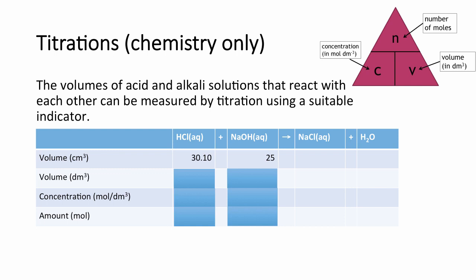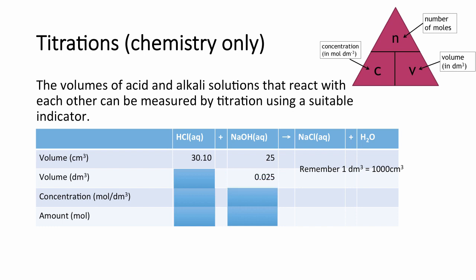You need to be able to calculate volumes or concentrations or the amount of an acid or an alkali in a titration. For example, in a titration where 25 centimetres cubed of sodium hydroxide was titrated against HCl, we can put the equation into this table. As you're aware, we need to convert centimetres cubed into decimetres cubed when carrying out concentration calculations, because the standard unit of concentration is moles per decimetre cubed. So in the table I've put an extra row where we can do this.